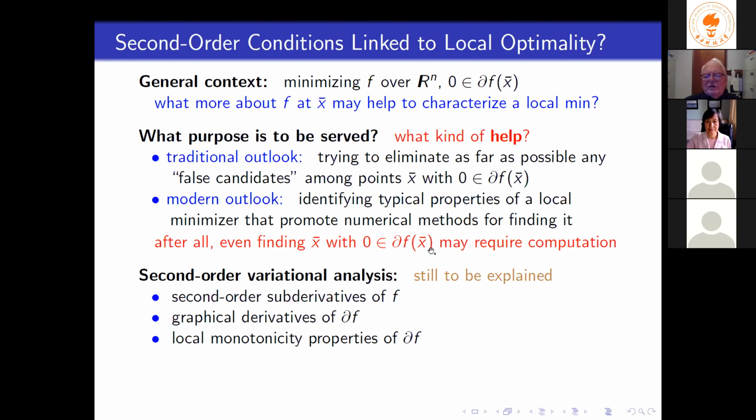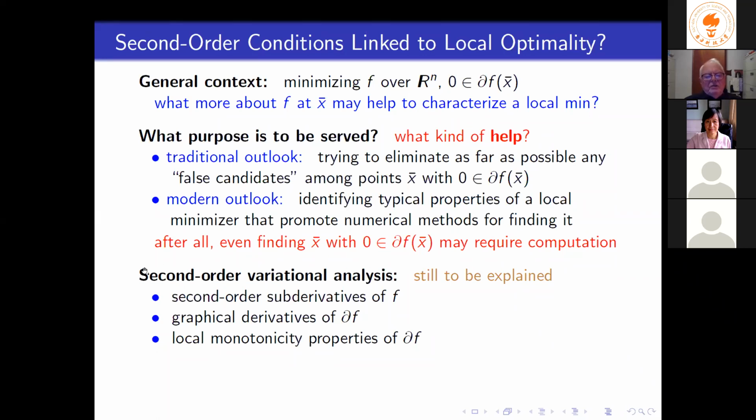Even solving the first order conditions requires computation. So what we need is to understand the things in a way that will promote numerical methods. That also means that whatever second order conditions we look at, they have to be reasonable. Otherwise, we're not going to be able to use a numerical method without having some expectation that the condition could be satisfied in many cases anyway. So it's a completely different outlook.